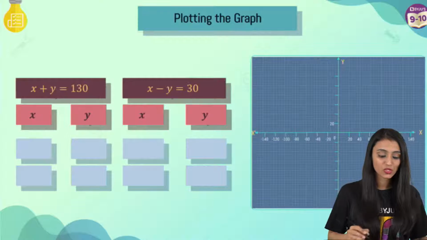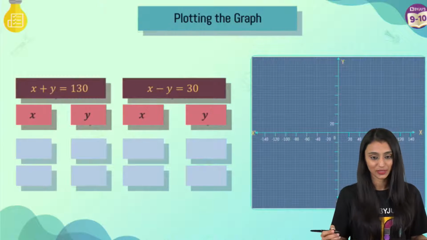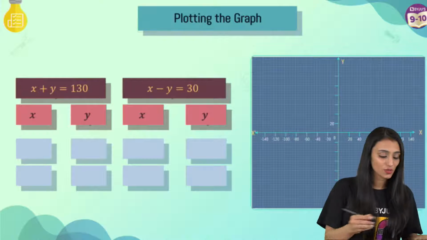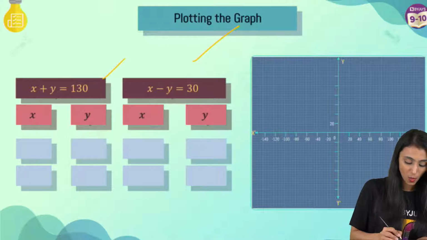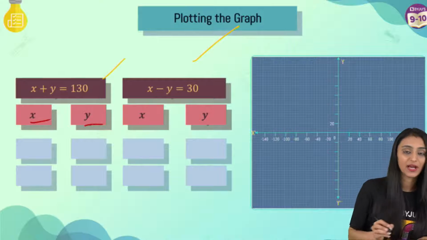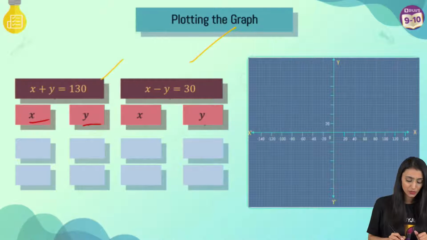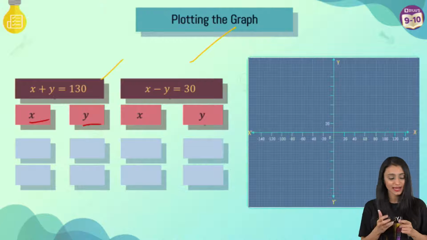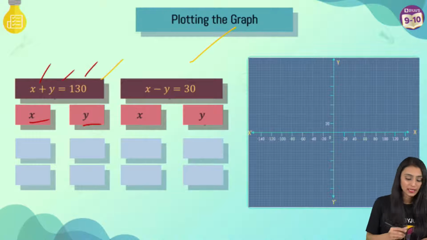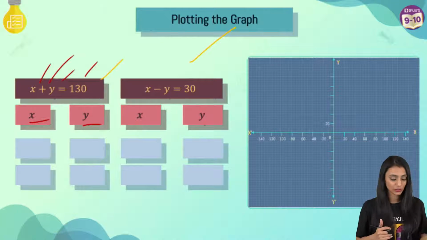Okay, now we are going to solve this using the graphical method. How to solve this? Now let's take a look. So we have these two equations over here. All we have to do is, we have x and y here. Let's substitute here. Let's suppose if I substitute x as 0, so y would be 130. If I put y as 0, so x would be 130.